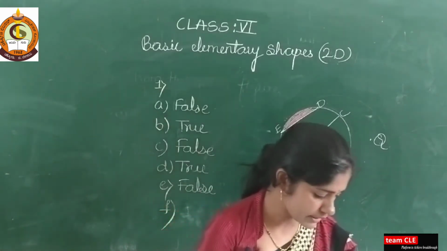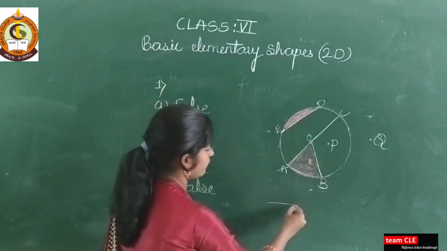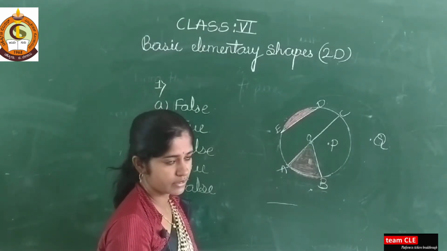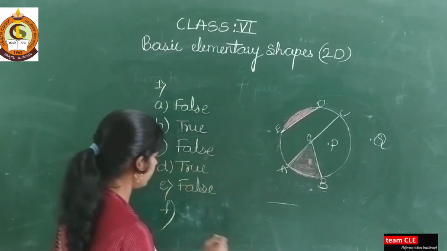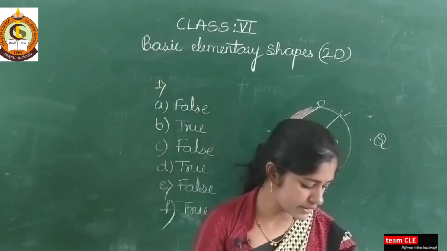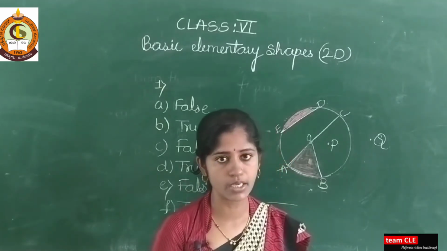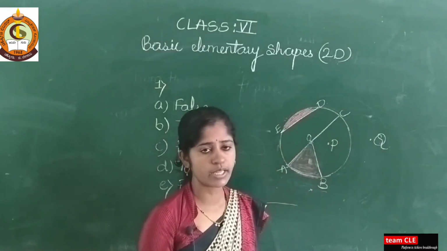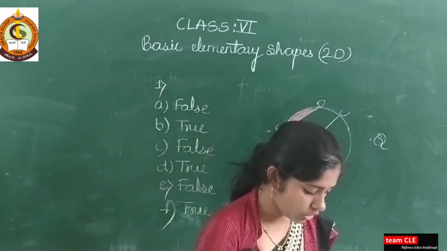F. A circle requires a radius to draw. To draw a circle, we want a 5 cm, 3 cm, or 2 cm radius, and only then are we going to draw the circle. So the question says a circle requires a radius to draw; therefore, the statement is true. Next, G. All circles have the same radius. No. For example, if one is 10 cm, another circle I can draw with 5 cm or 7 cm. Therefore, the given statement is false.